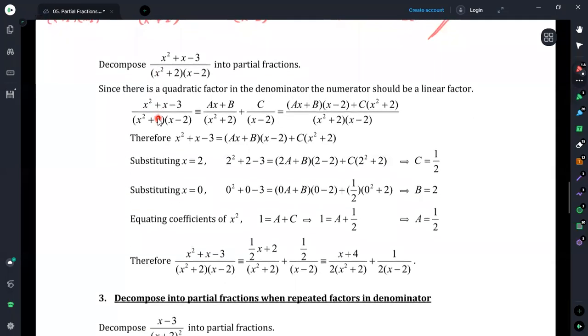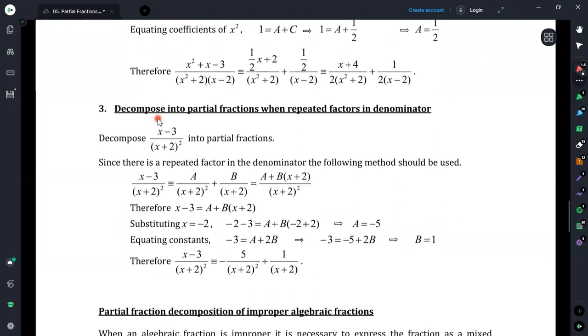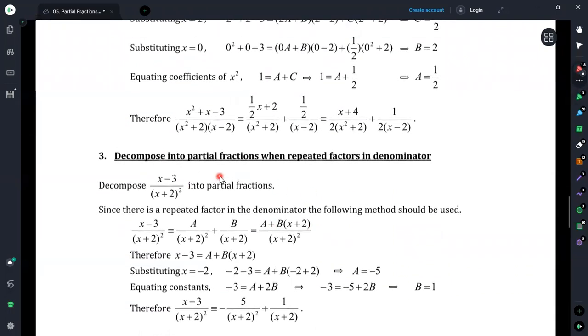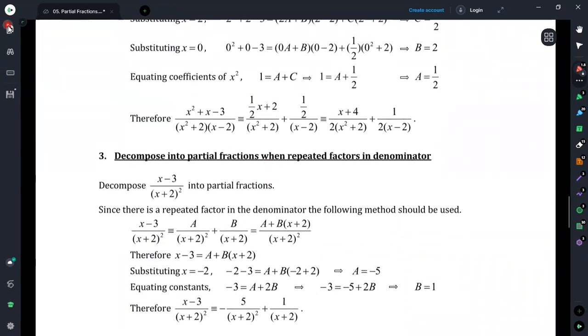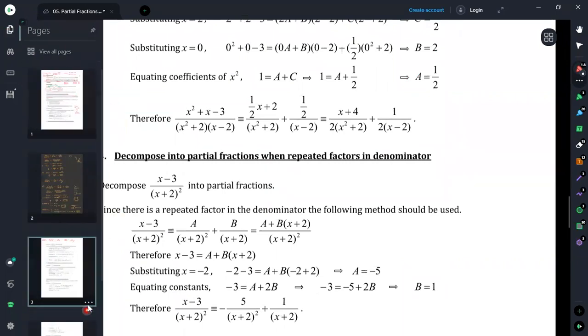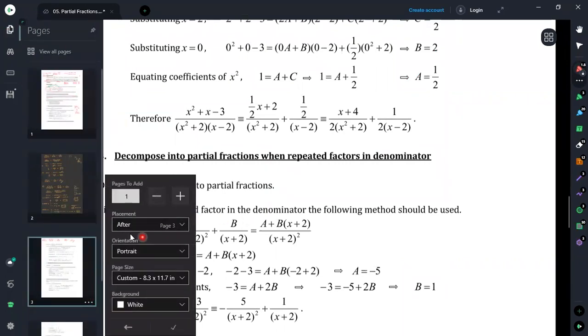Now we will move to the discussion of the technique related to decomposition into partial fractions when we are having repeated factors in the denominator. If you are having a repeated factor in the denominator, it is given in this way.